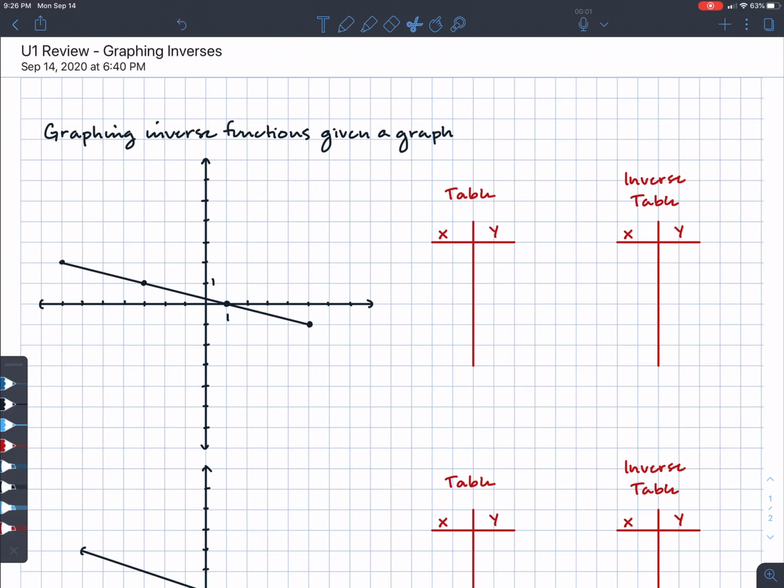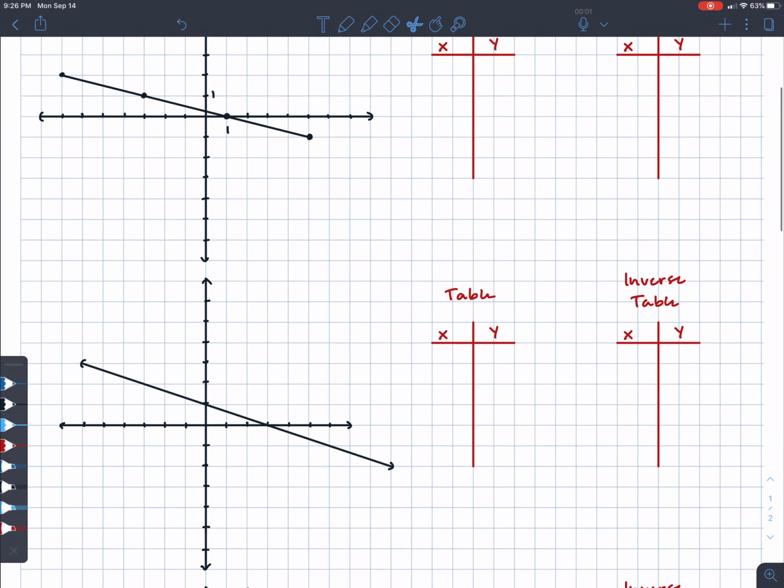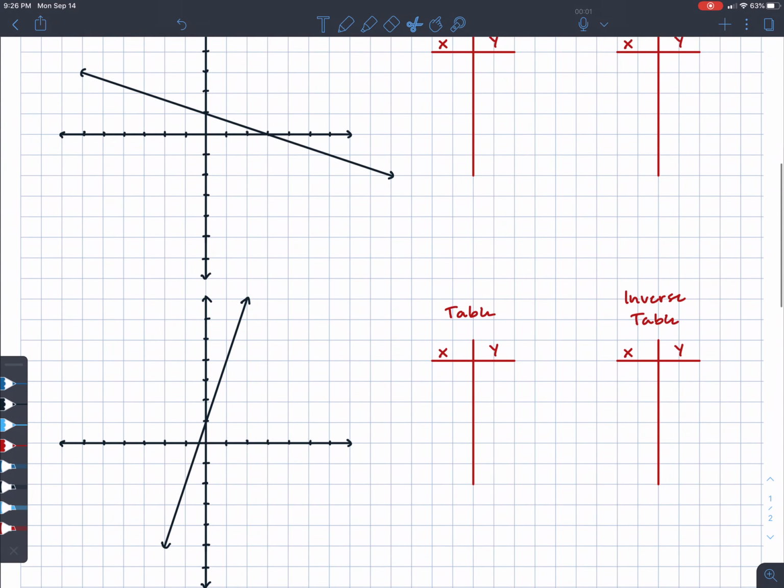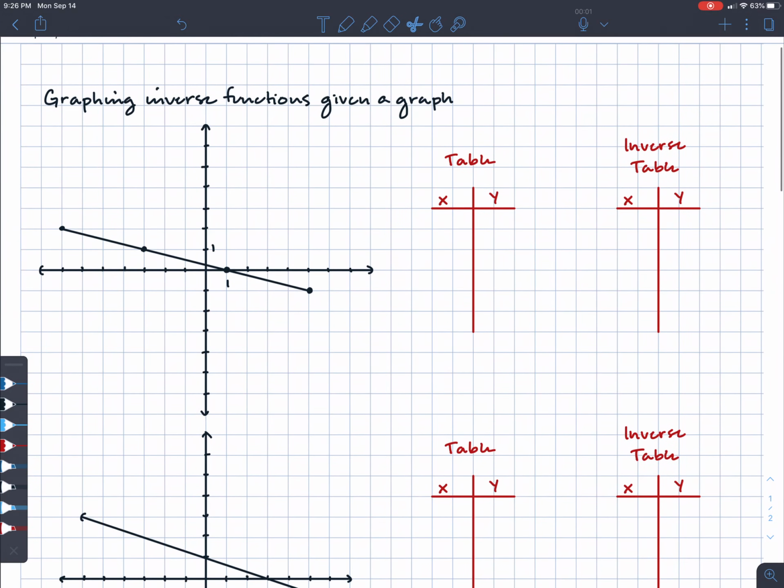Hey everyone, so this video is going to describe a process we can use to identify the graph of an inverse function. Alright, so I'm going to go through three examples where I have a graph. We're going to make a table of that graph. We're going to make the inverse table, and then we're going to graph the inverse table. Okay, so my first example here, I've already plotted a few points, and so I'm going to use that.